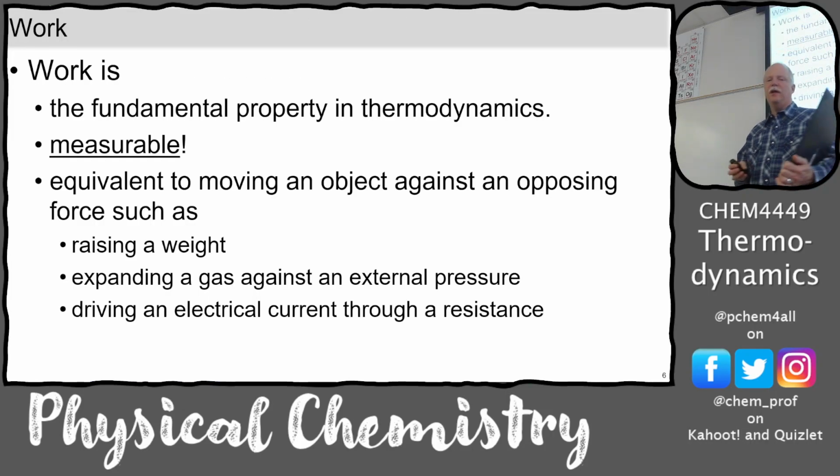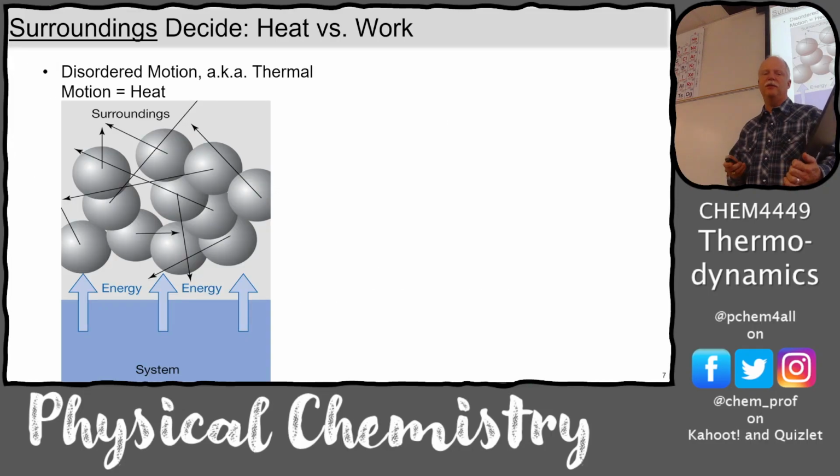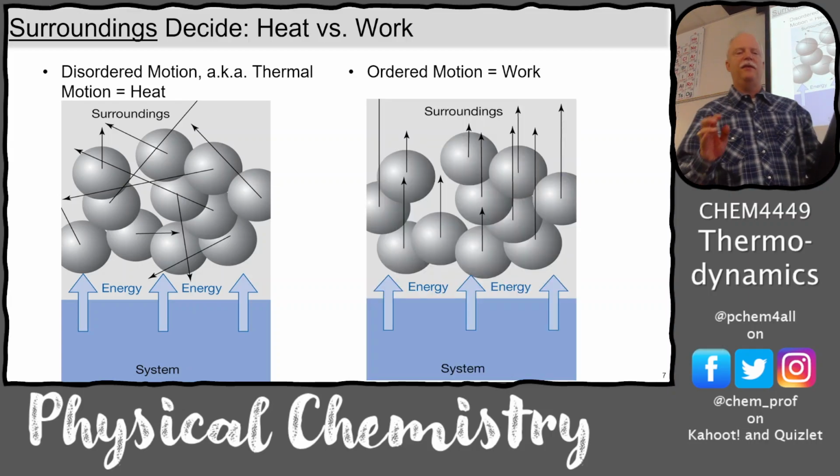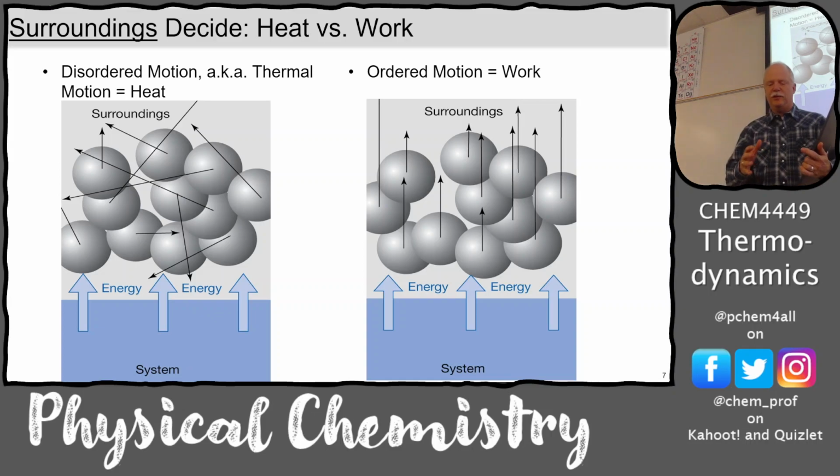So when I say work is measurable, for a measurement, we really need to see non-random motion. That's really the difference between work and heat: we look at the surroundings and let the surroundings decide. So if the system is losing energy, it's going into the surroundings. Is it cash or credit, right? Is it work or heat? Well, if it's creating random motion in the surroundings, then we would call it heat. If it's creating ordered motion in the surroundings, we would call it work.